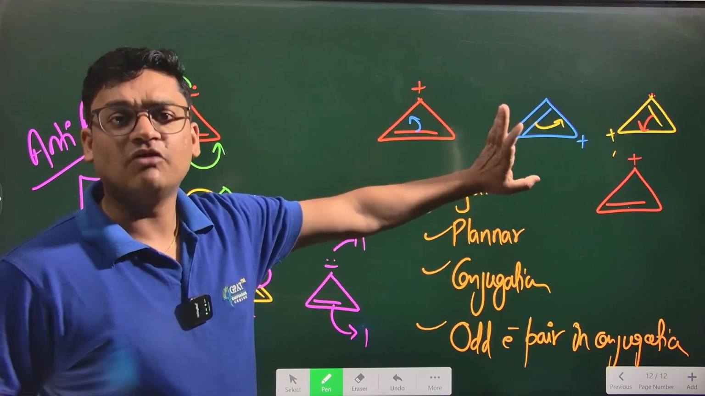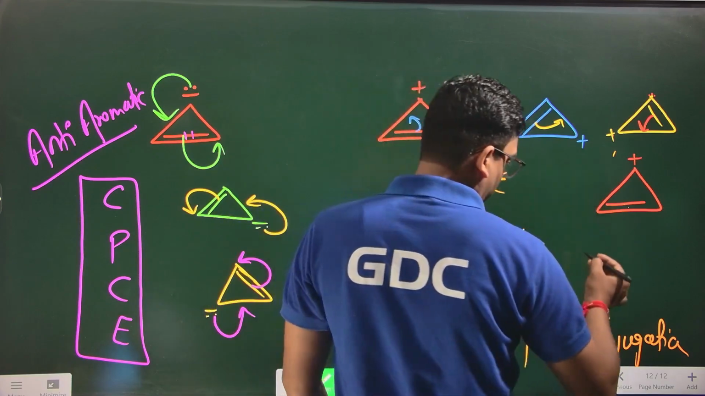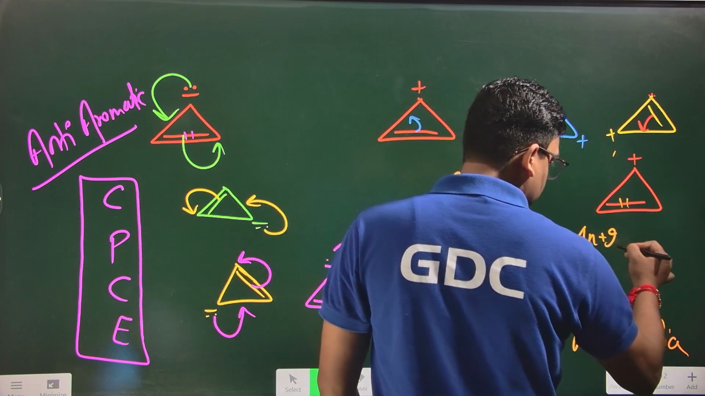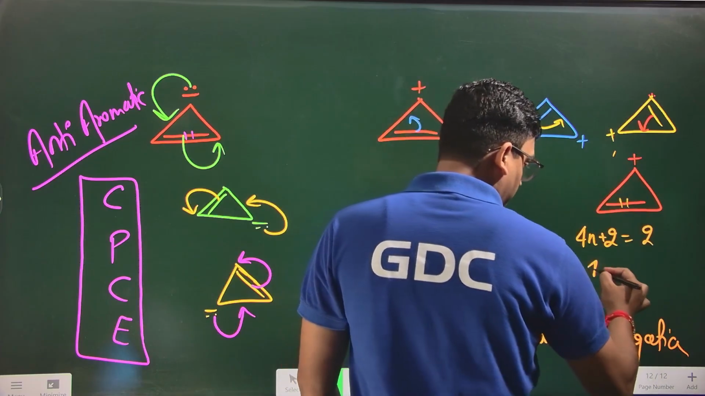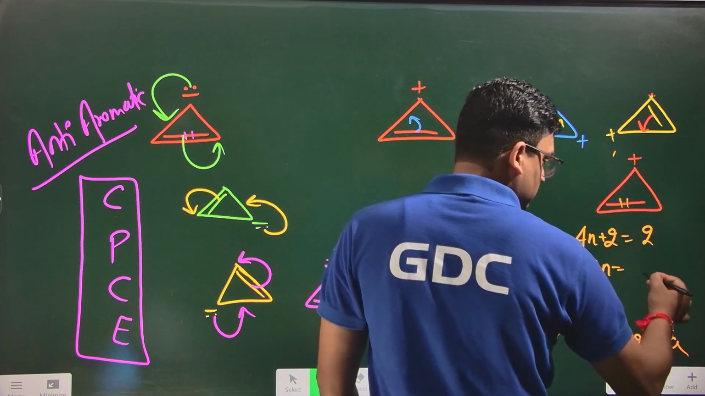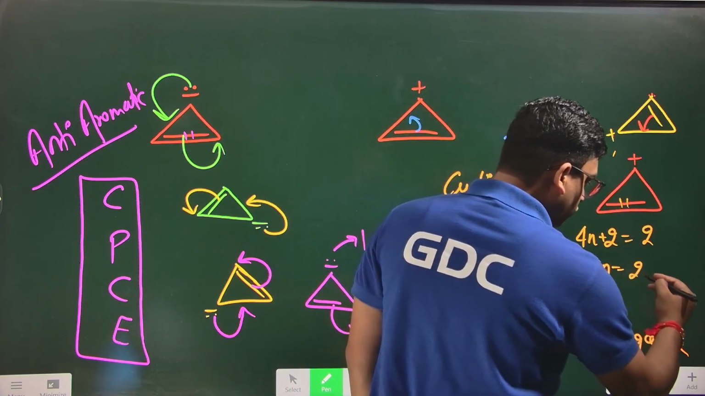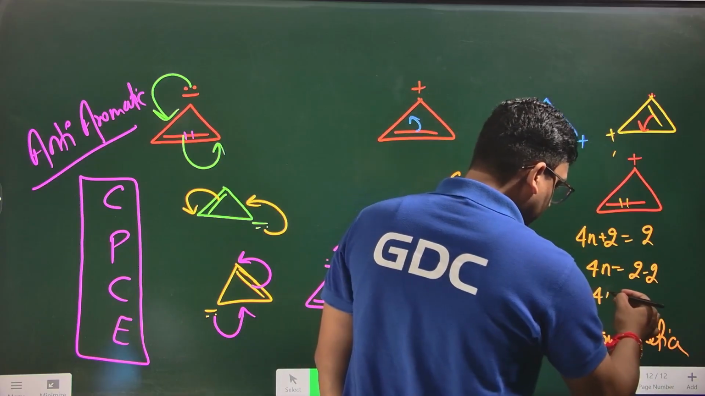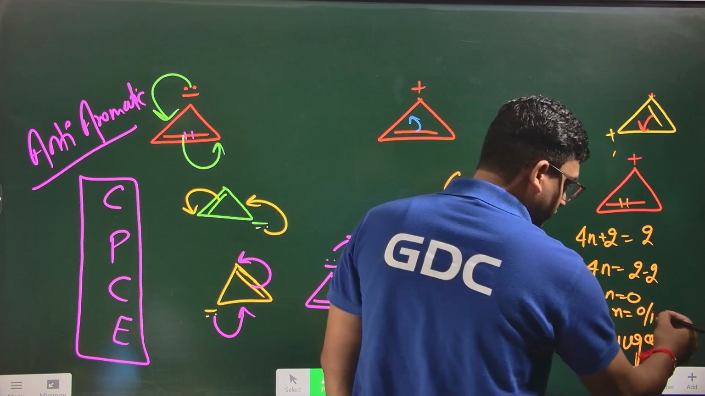Let's apply Hückel's rule as well. We are having total electrons in conjugation 2. So we are having 4n plus 2 equals how many electron pairs are in conjugation? 2 electrons. 4n equals 2 minus 2, that will be 0. So 4n equals 0. n equals 0 by 4.